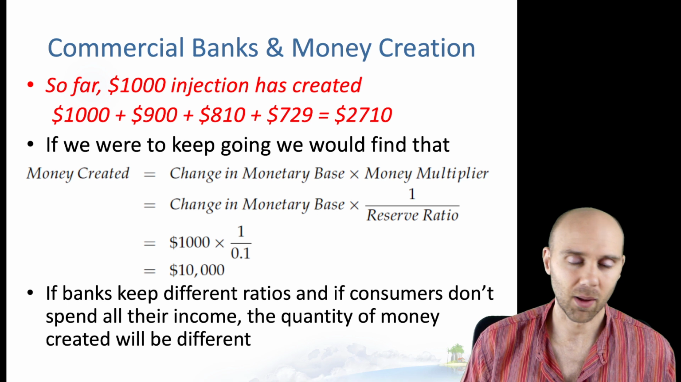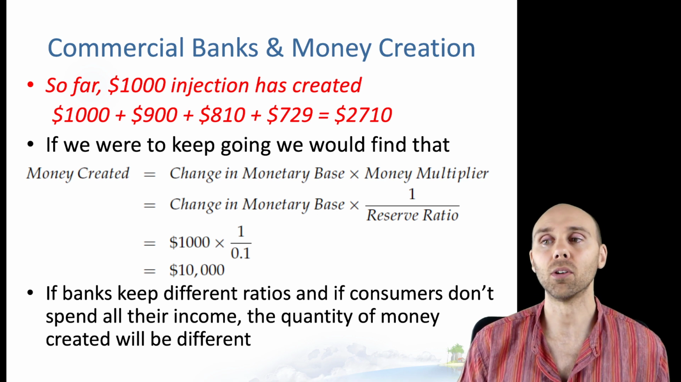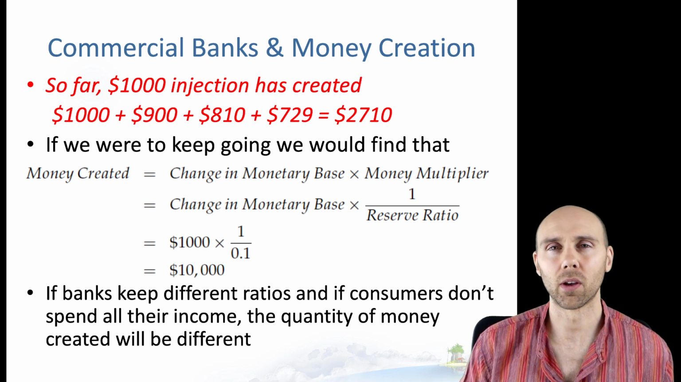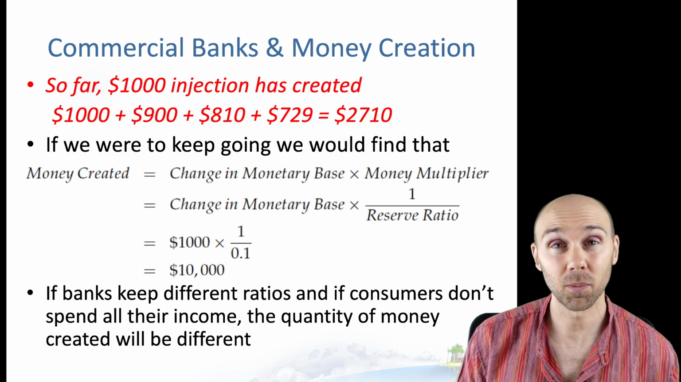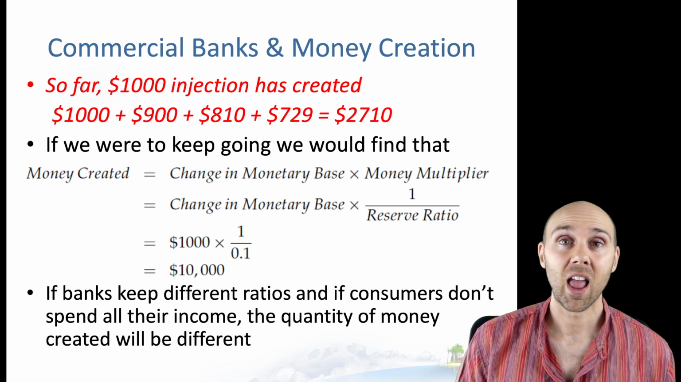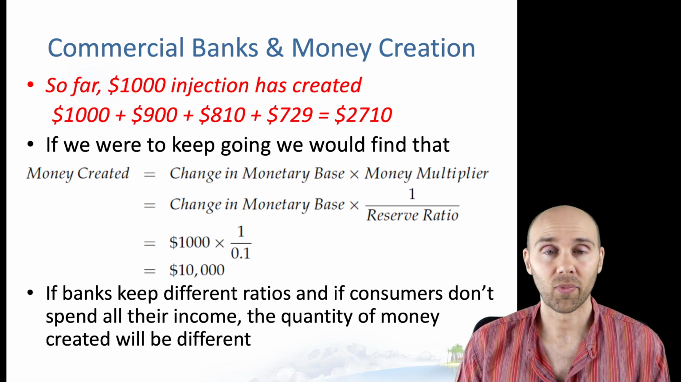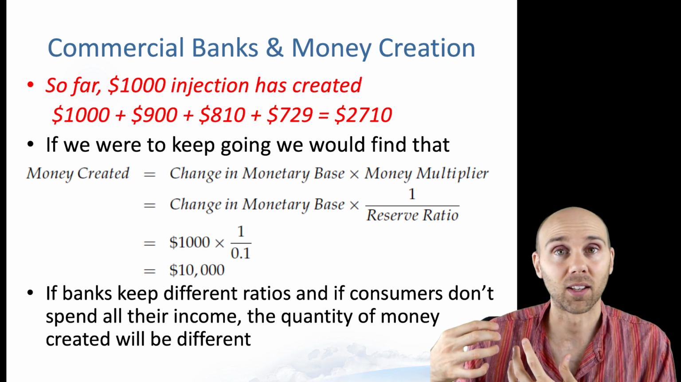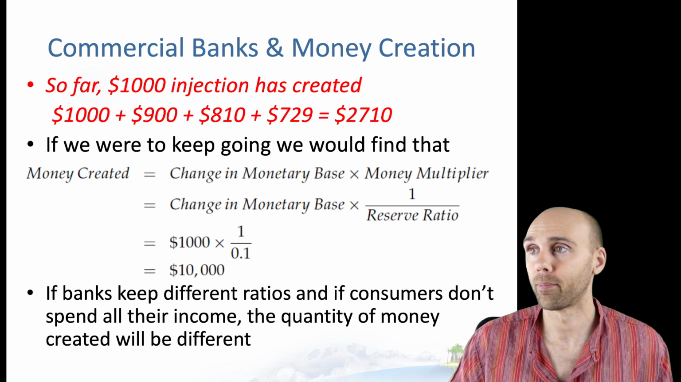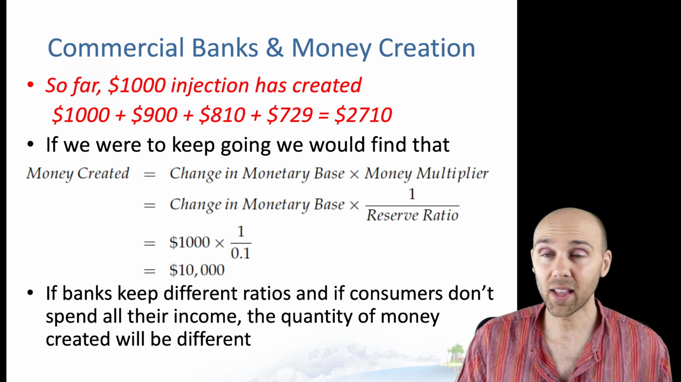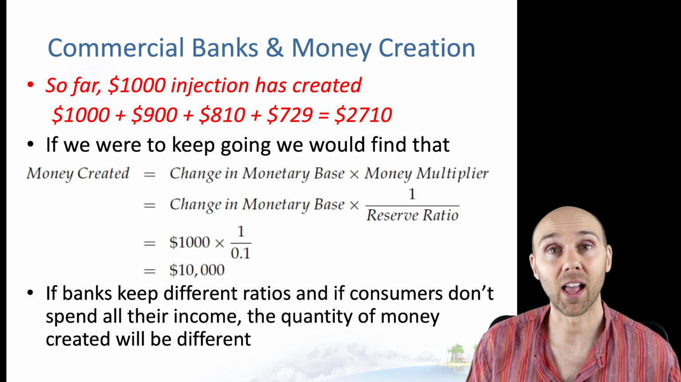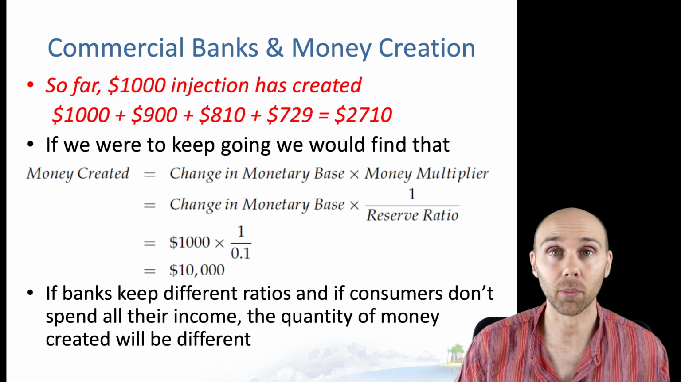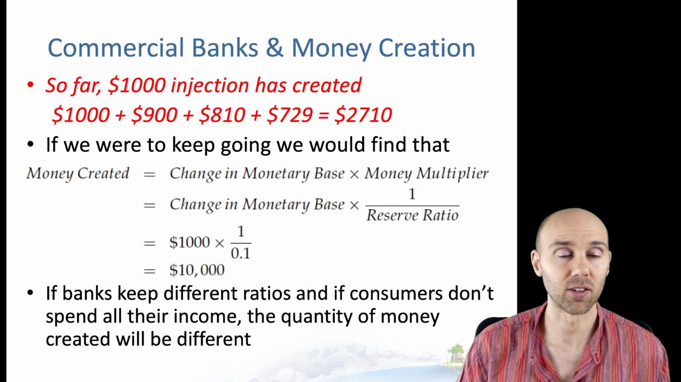Now, of course, these numbers can change a little bit, but still, this 1 divided by the reserve ratio represents the money multiplier, which tells us how much more the RBA's effect on the monetary base has affected the overall money supply. So that's great. It means that the RBA has more power than we thought before to affect things like the interest rate.